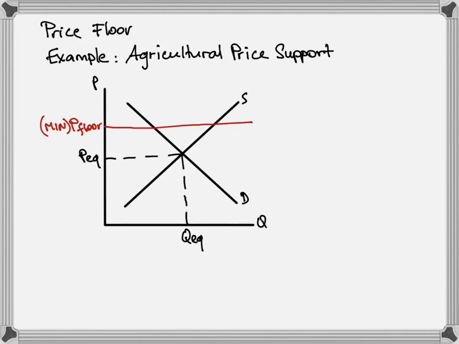Of course, the price floor has to be above the equilibrium price because it is the minimum price. We want to make the farmers better off. We want to increase their income, so we want to impose this minimum price on these goods. But again, since we're intervening in these markets, we face the consequences.